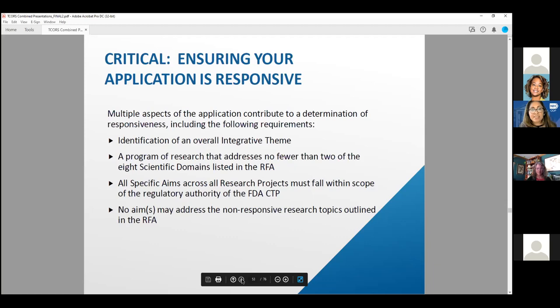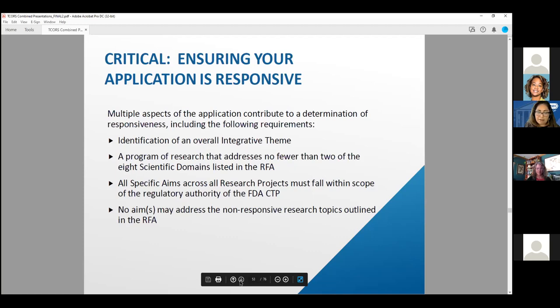Also, a program of research that addresses no fewer than two of the eight scientific domains that are listed in the RFA. And also all the specific aims across all the research projects have to be responsive to the RFA, but also they have to be within scope of FDA Center for Tobacco Products. Also, no aims are allowed in the application that will cover non-responsive topics that are very well described in the RFA.